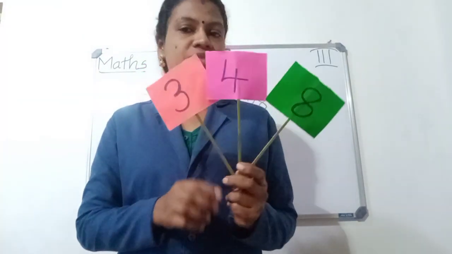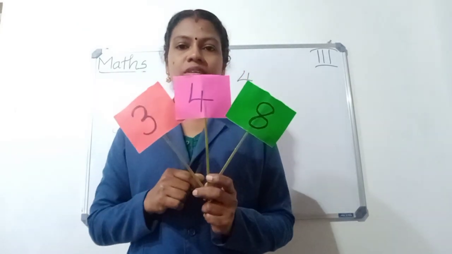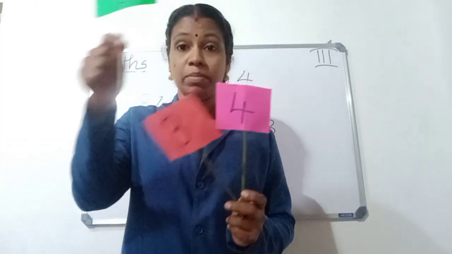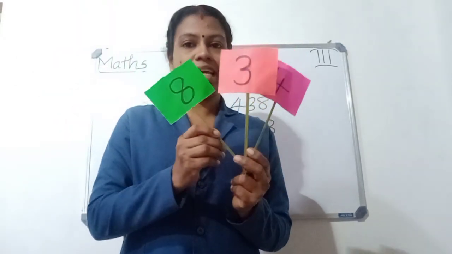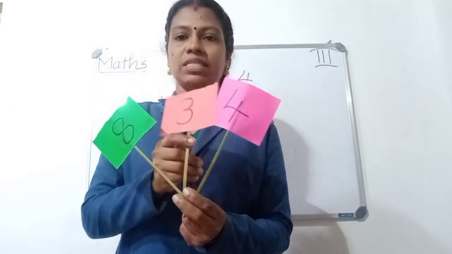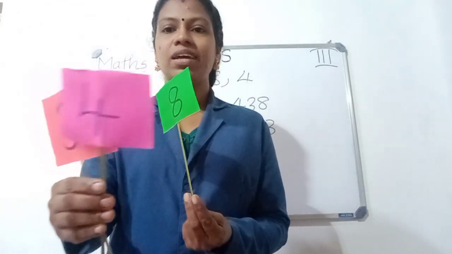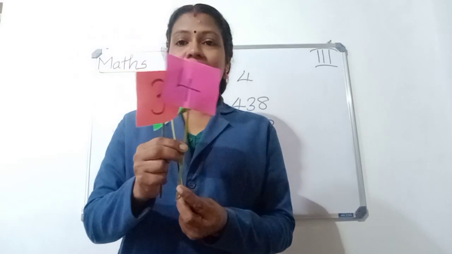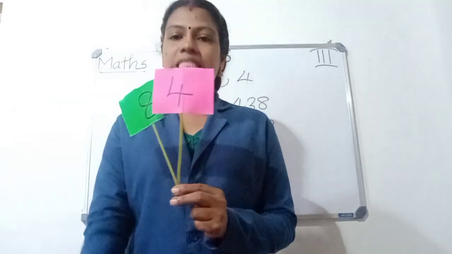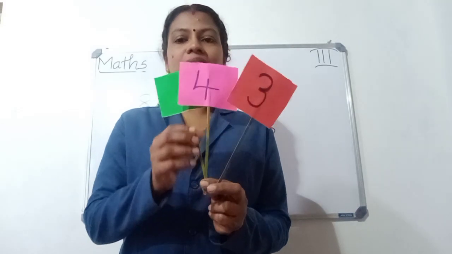So which digit comes first? Which is the biggest digit among this group? Yes, 3, 4, 8. So 8 is the biggest number. So first place 8. Now look at these two numbers, 3 and 4. Which one is the biggest? 3 or 4? Yes, 4. So place 4 next. First 8, biggest digit. Next 4, next biggest digit. Then last 3.